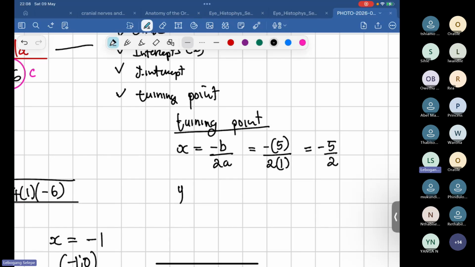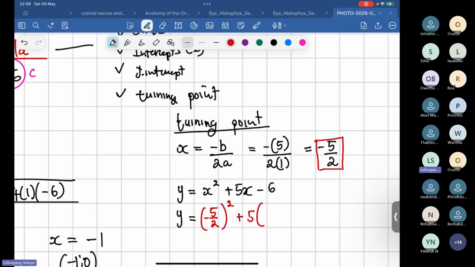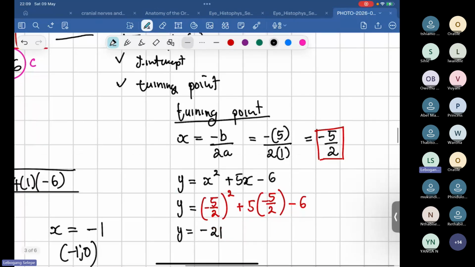Now we need the y coordinate. y is equal to, our equation is x squared plus 5x minus 6. So for us to find the y value, we substitute the x value into the original equation, right? This is our x value right here. So substitute that: negative 5 over 2 squared plus 5 multiplied by negative 5 over 2 minus 6. And therefore the y value of the turning point is going to be equal to negative 21.